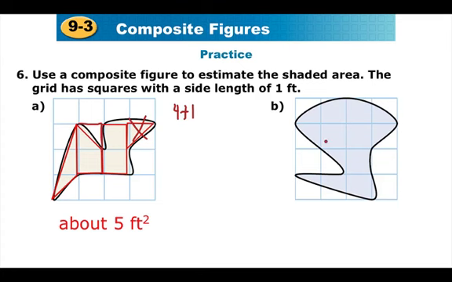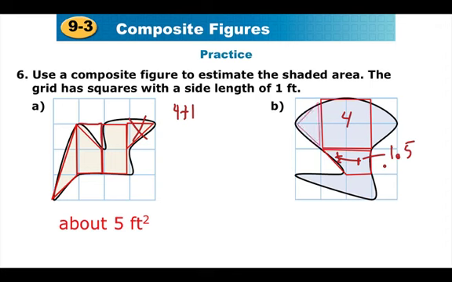B looks a little bit different, but again, we're going to be using composite figures. First, I draw a square. So I know that this is 4. Then this, excuse me, this is a trapezoid. Notice that this is 1 unit and this is like half of the square. So the area of this is 1.5 square feet. So let me just cross this out and I'm going to use 1.5.